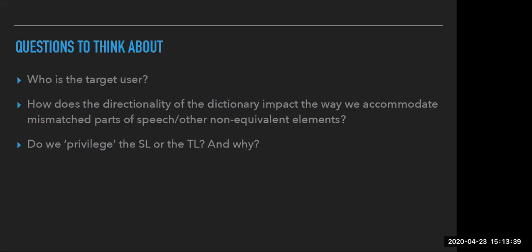Right. So, questions to think about. These are the kind of directions I was trying to point towards. So who is the target user? The second question we didn't get into much, but it does matter. How does the directionality of the dictionary impact the way we accommodate mismatched parts of speech or other non-equivalent elements? So if you're not doing a reversal dictionary, is that going to affect the nature of your translations?